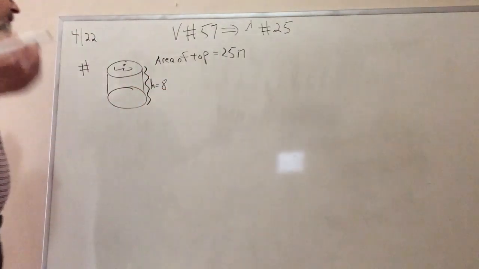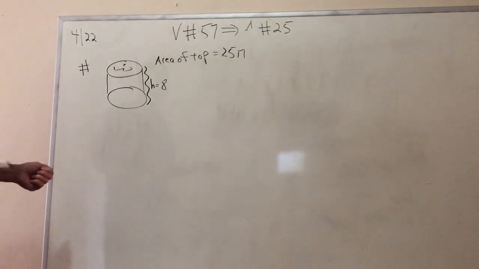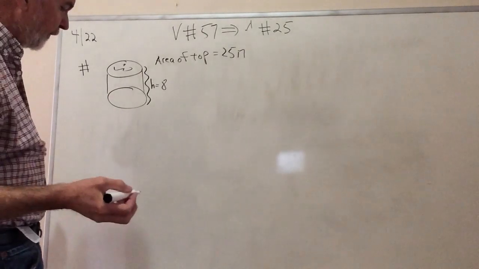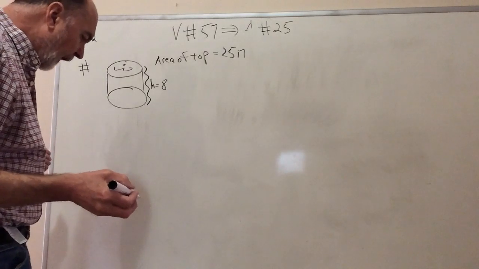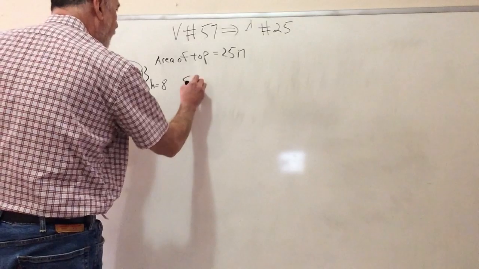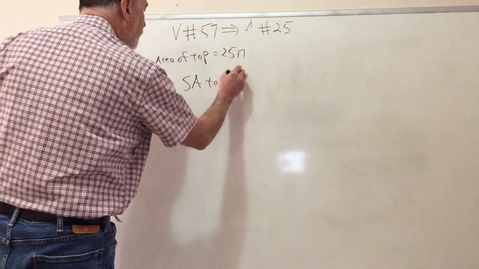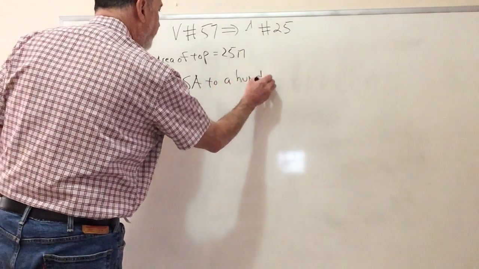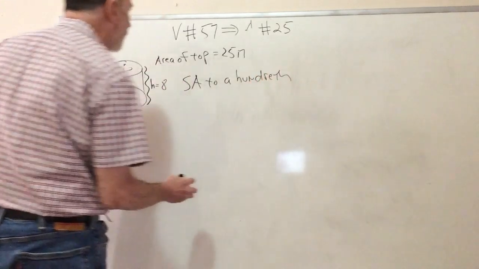So, again, typical of 8th grade and Regents math. You're given certain variables. Now you've got to find what's going on here. And, of course, they want the surface area to the hundredth. So let's do the problem, break it down and see what's going on.